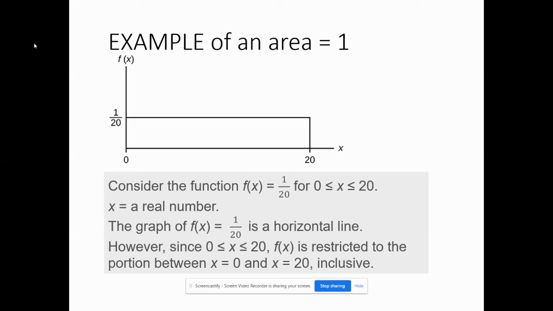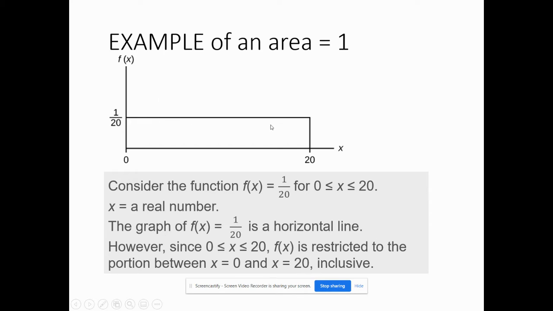So let me show you an example of where the area equals 1. If you look at the graph on the screen, that is a uniform distribution. How do I know? Because it's basically a rectangle. It's not going up, it's not going down, it's not exponential. It's just keeping a straight line.